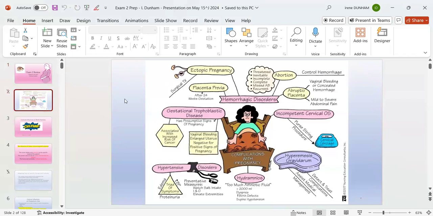So you've already studied all the different complications of pregnancy, like your placenta previa and your hydatidiform mole or molar pregnancy, and these are really good little cartoons. If you don't know them, I would suggest that you write down your little cheat sheet.